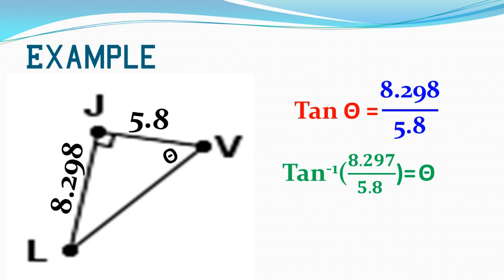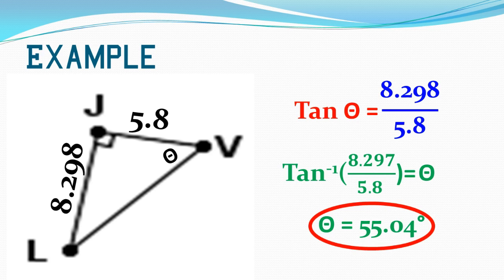In my calculator, if I hit second tangent and then type in the ratio 8.298 divided by 5.8 and hit enter or equals, I'm going to end up getting an angle of 55.04 degrees. If you find that you're not getting these same answers, make sure that you're doing this on a legitimate calculator, no cell phone calculators, and also double check that that calculator is in degree mode. Some calculators can be in radian mode, which will not give the same degree measures that we're looking at here.